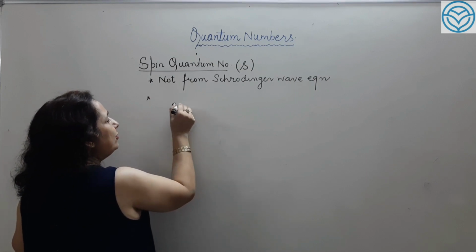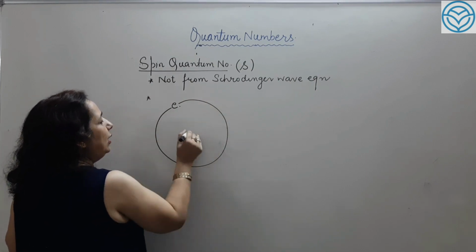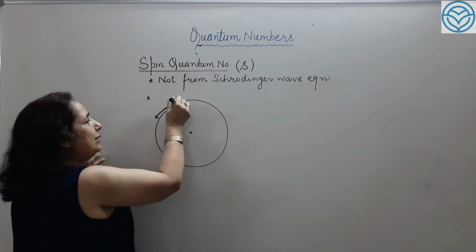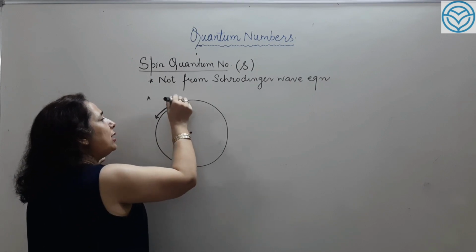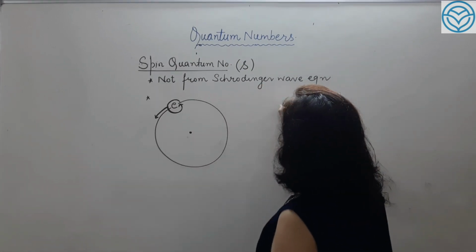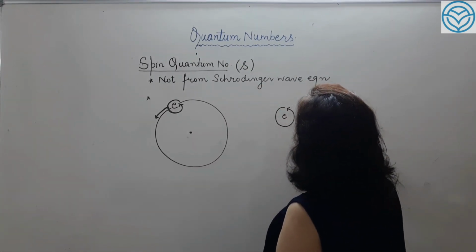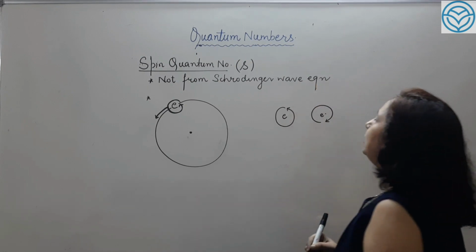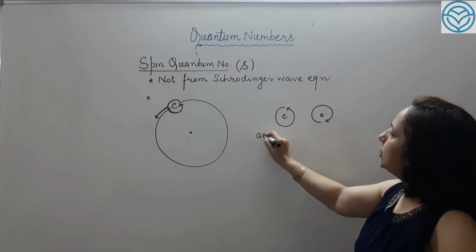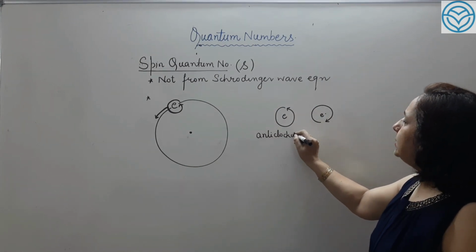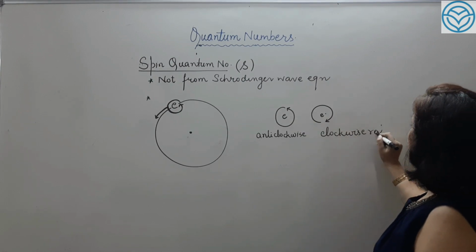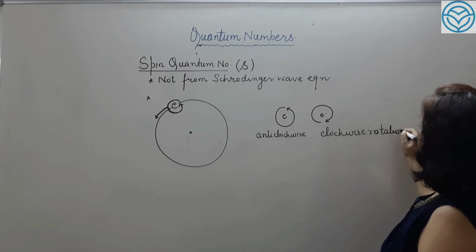And electron is going to have a revolutionary movement, or we can say revolutions around the nucleus, and it is also having a rotation around its own axis. When electron is having its rotational movement, this rotation can be clockwise or it can be anti-clockwise. When I say it is anti-clockwise rotation, so anti-clockwise, and here it is clockwise rotation.